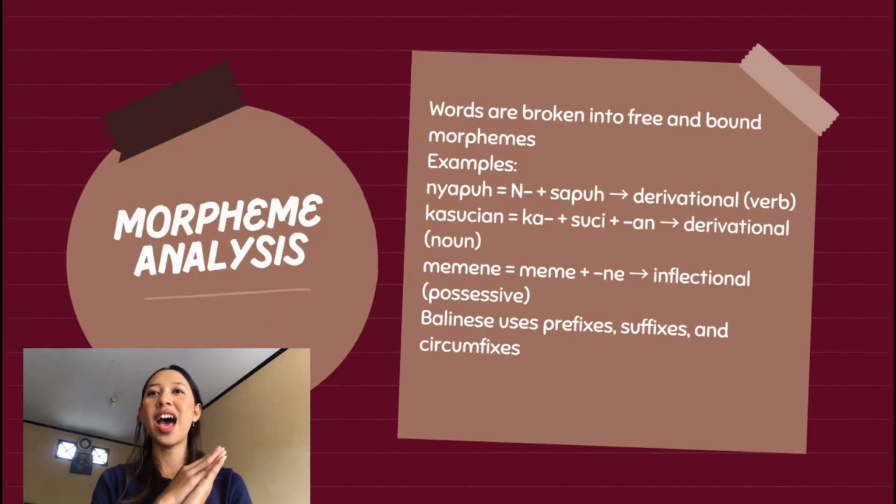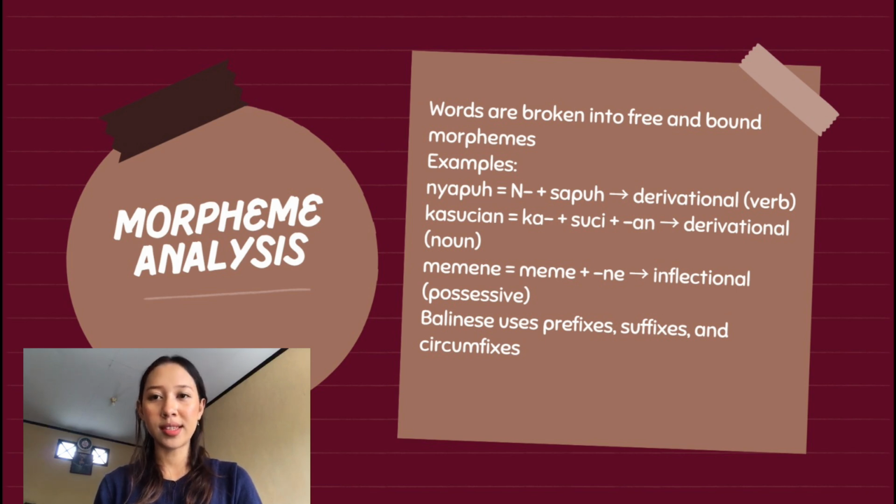Now let's move to the morpheme analysis. Each word was broken down into free and bound morphemes. For example, nyapuh comes from n plus sapuh, which means to sweep. The prefix n changes the root into a verb, so this is a derivational process. Then, memene is made of meme plus ne, where ne is a possessive marker.